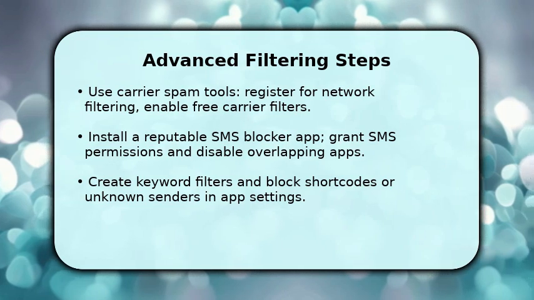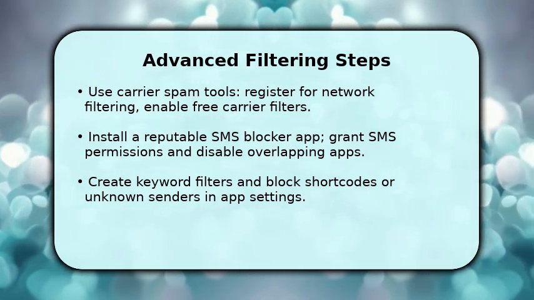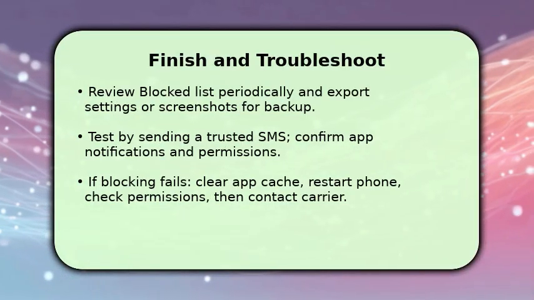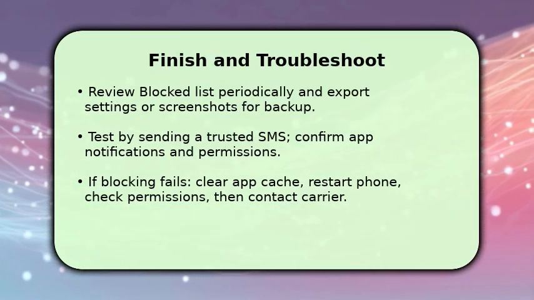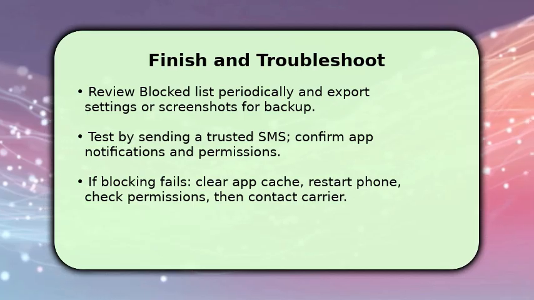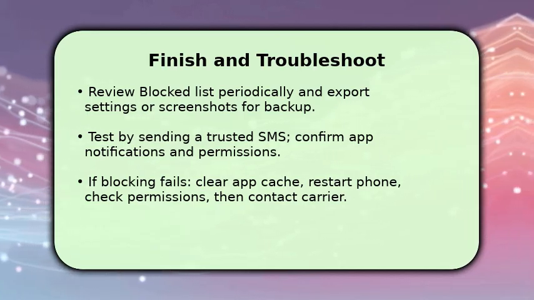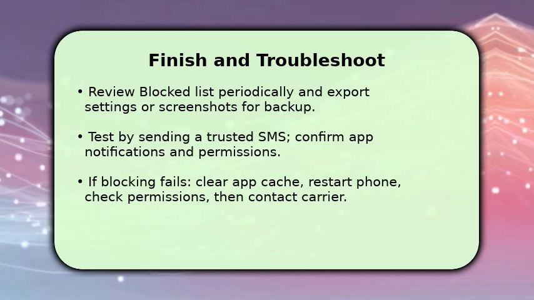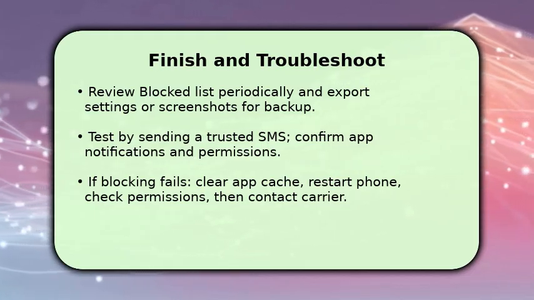And to finish, review your blocked list and export or screenshot settings so you can restore them if needed. Then test by sending a known safe SMS to confirm notifications and that Messages is default. If spam still arrives, try one key troubleshooting tip.